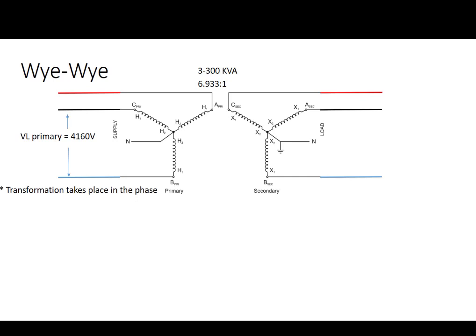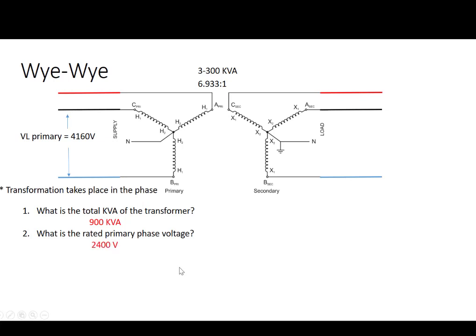And we can take a look at some values for this connection. What's the total kVA rating of the transformer bank? If we are using three single-phase 300 kVA transformers, then the total kVA rating of the three of them connected together would be 900 kVA. The rated primary phase voltage: if our system has a line voltage of 4160, we simply use the rule for Y voltages. We would divide 4160 by root 3 to get the rated phase voltage on the primary, which is 2400 volts.